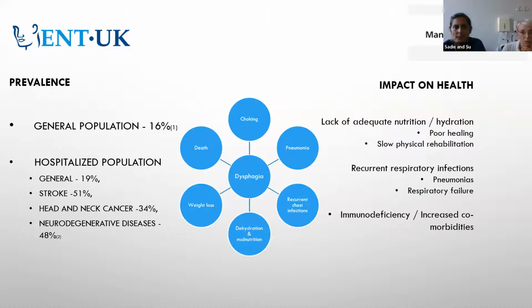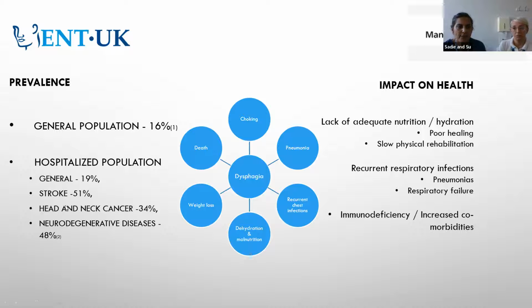But prevalence, I'm talking about a European or Western society population. So 16% is quite high. That's literally just short of 1 in 5 people. But it gets even higher if you're in hospital. In general admissions, it's around 19%. We'll assume that most of this is a slightly older population.